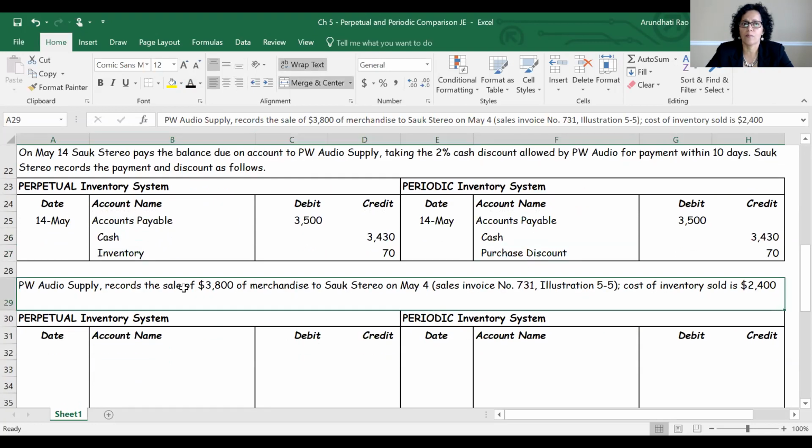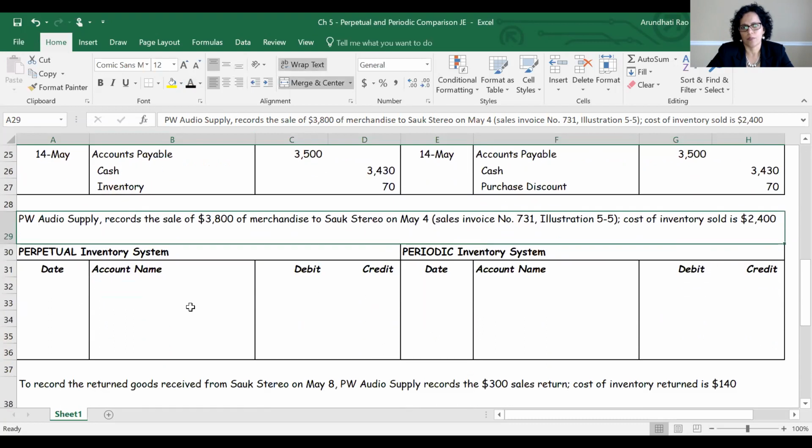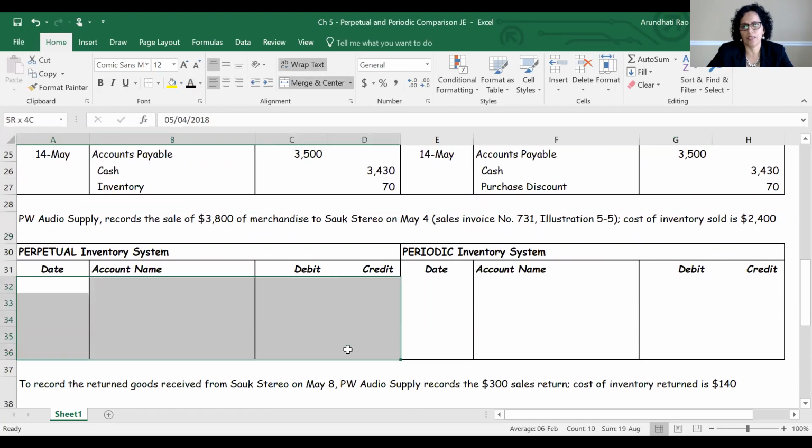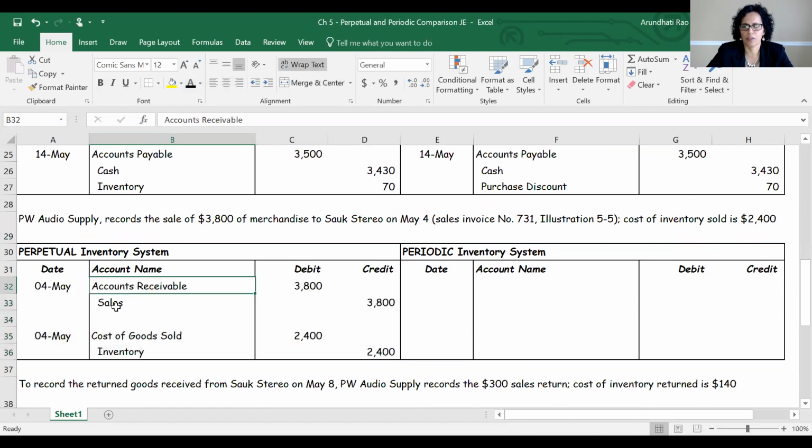Now let's look at the books of the seller. They sold $3,800 of inventory to the buyer. Their cost was $2,400. So what was the journal entry in the books of the seller in the perpetual system? Accounts receivable debit, sales credit $3,800. And then immediately they did a second journal entry, cost of goods sold debit, inventory credit for $2,400. And we had noted that their profit on this transaction was $1,400, $3,800 minus $2,400.